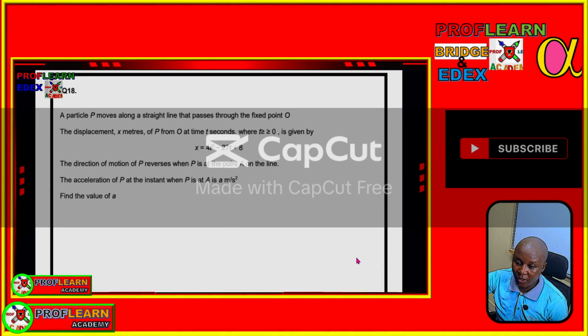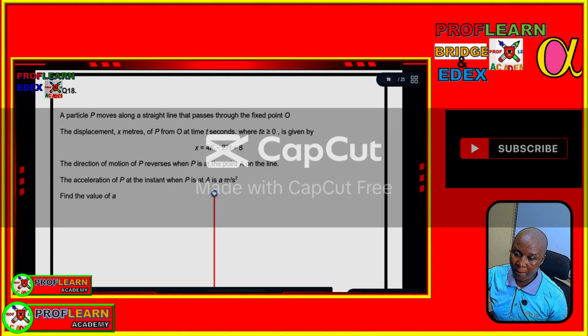All right, so moving to calculus, we have a particle P that moves along a straight line that passes through a fixed point O. The displacement of P from O at time t, where t is greater than 0, is given by the displacement formula x equals 4t squared minus 27t plus 8. The direction of P reverses at point A.